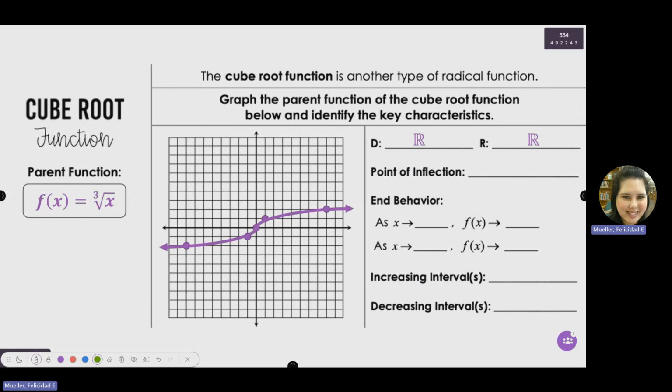Very similar, especially with the behaviors of it. So my point of inflection is h comma k, so in this case 0, 0. My end behavior is as I go to the left, my graph goes down forever, so negative infinity, and then as I go to the right, my graph goes up forever, so we're always doing that. So we're always increasing and we're never decreasing on these. Trying to think of examples, but it doesn't really come to mind.